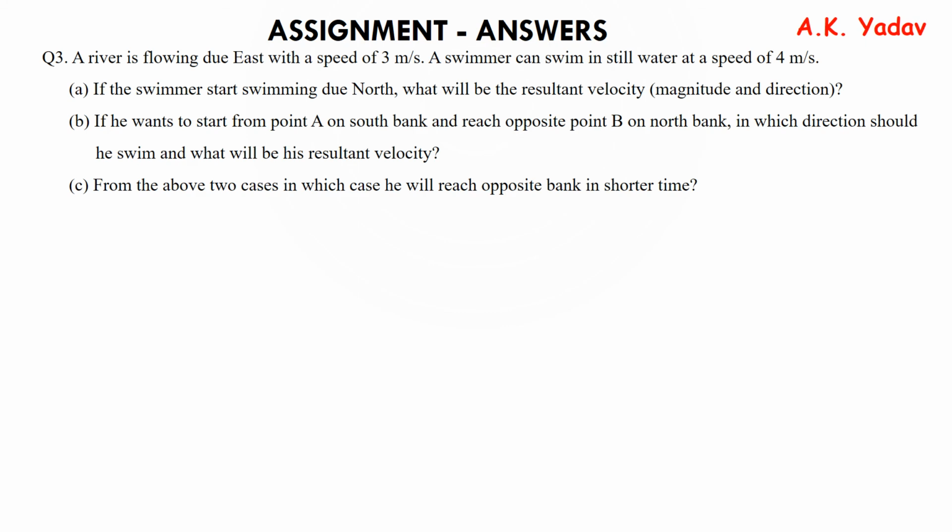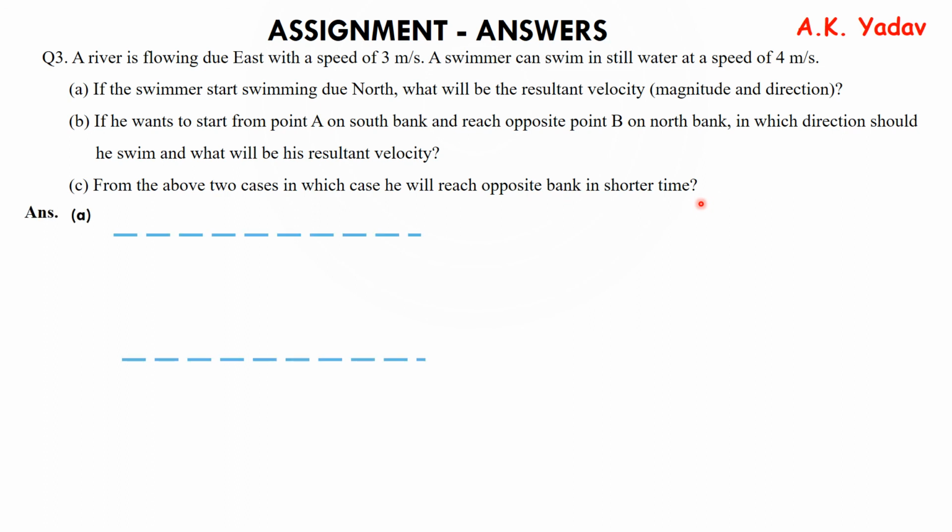Let's move to the last question. A river is flowing due east with a speed of 3 meter per second. A swimmer can swim in still water at a speed of 4 meter per second. If the swimmer starts swimming due north, what will be the resultant velocity, magnitude and direction? If he wants to start from point A on south bank and reach opposite point B on north bank, in which direction should he swim and what will be his resultant velocity? From the above two cases, in which case he will reach the opposite bank in shorter time?